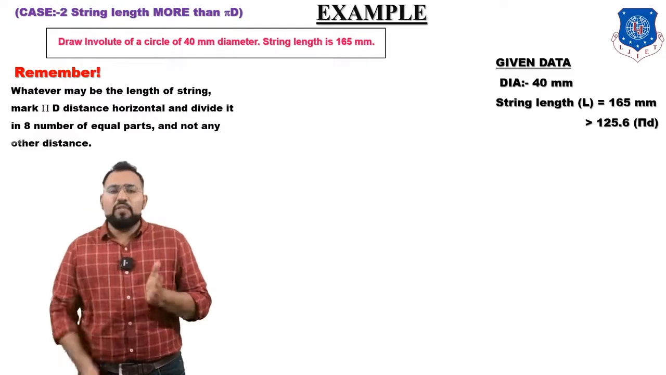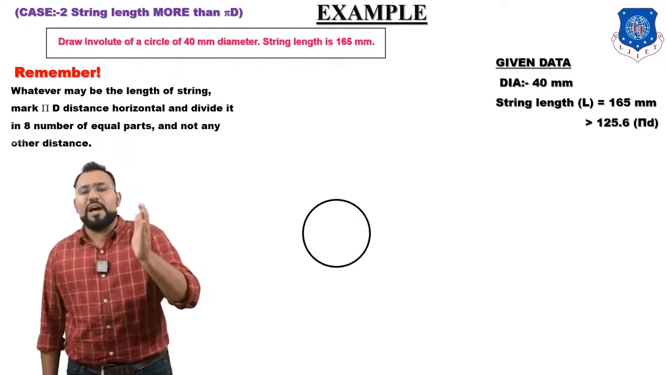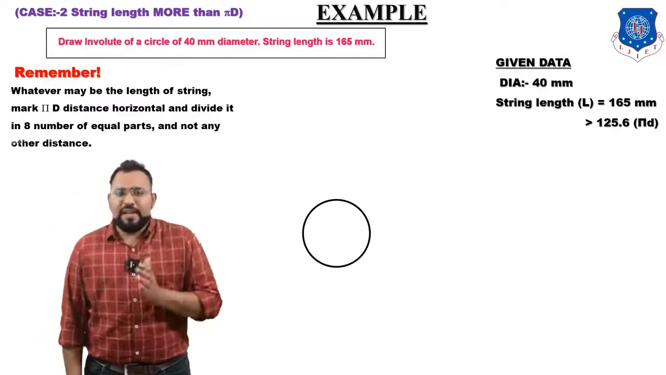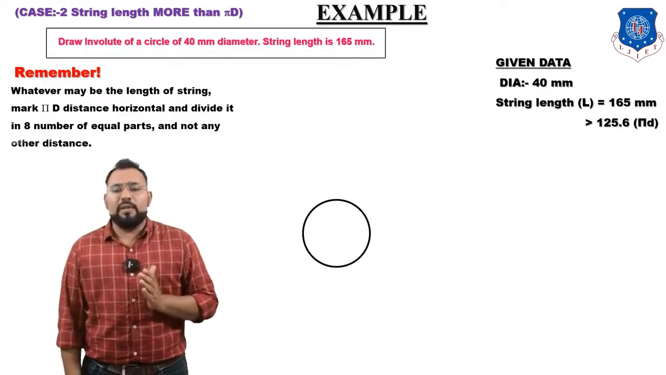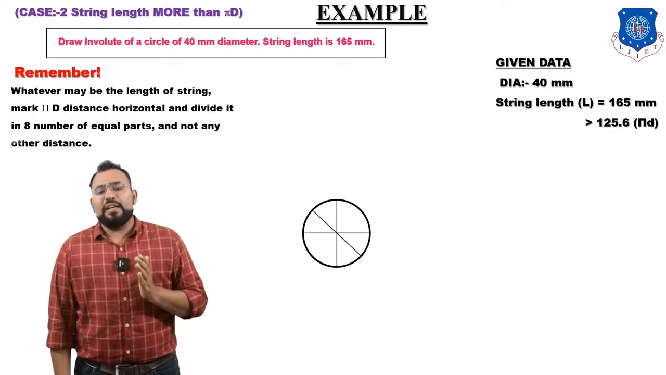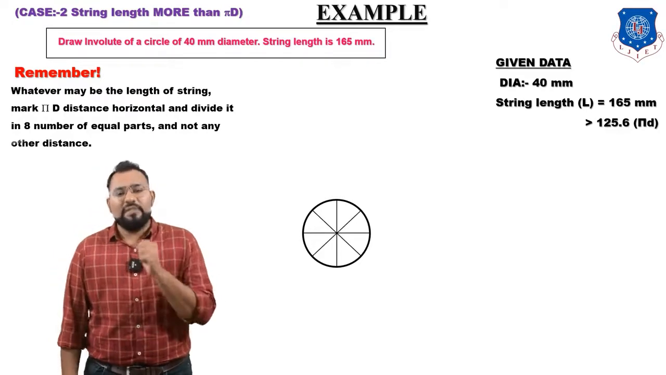So first, we will draw a circle with a diameter of 40 mm. Now we will divide this circle into 8 equal parts. So let us divide this circle into 8 equal parts. Now we will give numbering.